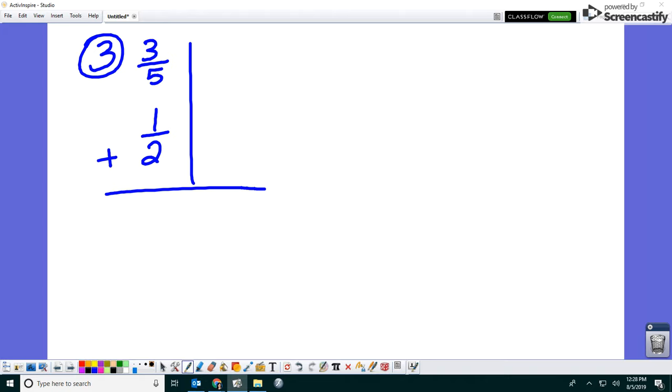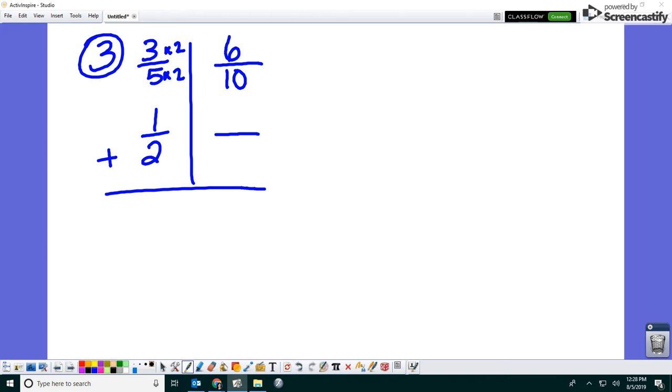All right, so in this case, we have the denominators of 5 and 2. So we're going to be looking for a denominator that I can multiply 5 and 2 to equal the same number. So in this case, I'm just going to do 5 times 2. I'm going to use a multiplier, which means I multiply on the bottom and the top. So my new denominator is 10.